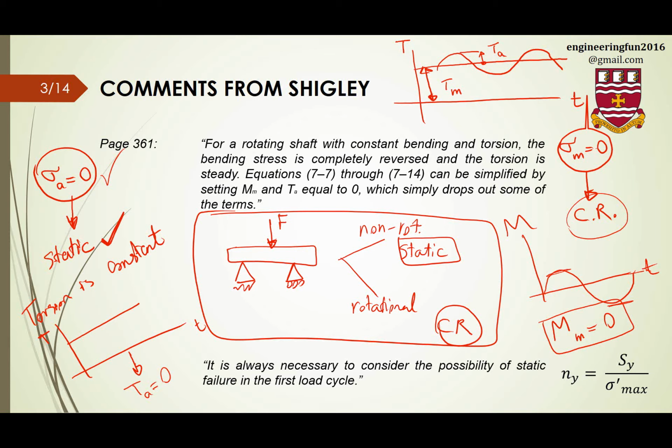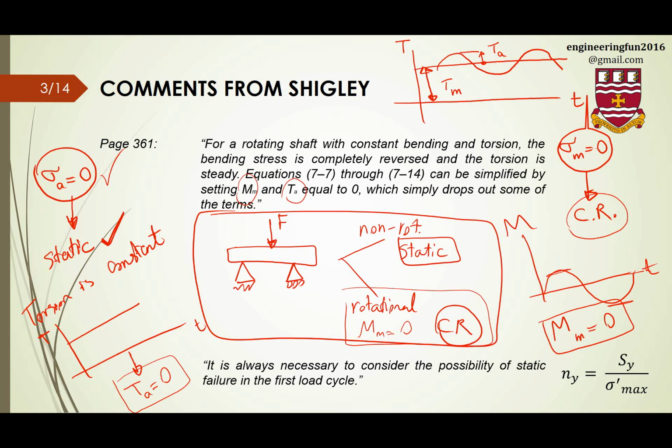Okay, so I'm going to read this line again. For a rotating shaft with constant bending and torsion, I just want to focus on the first part. When we have constant bending, this bending is completely reversed, and when we have constant torsion, it means that torsion is steady, so TA is equal to 0, and because of this, mm is equal to 0, so mm and TA are both 0 in this case. Okay.